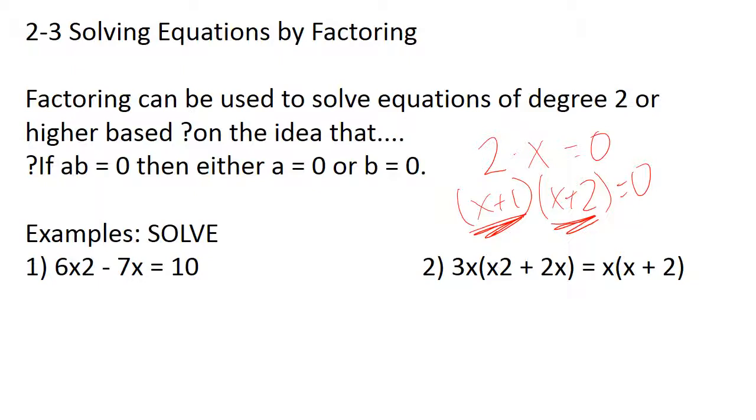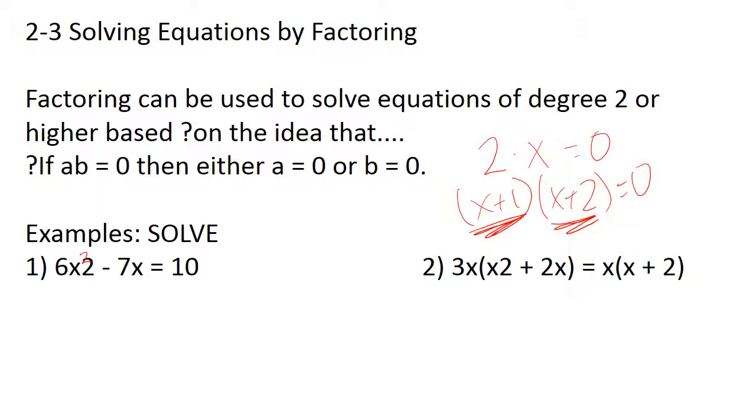So some examples for what we're going to be doing is this first one. This should be a squared. It kind of looks like a 2. It should be squared. It didn't come over on my formatting very well, so I apologize for that. So I have 6x squared minus 7x equals 10.